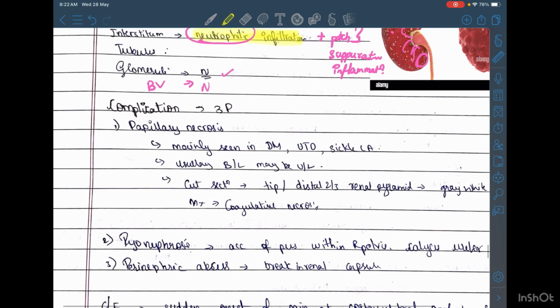So a very important question is the complications of pyelonephritis, mainly of acute pyelonephritis. So what happens, 3P, pyelo P and 3P.